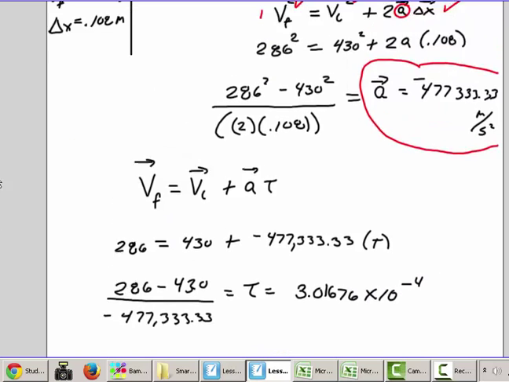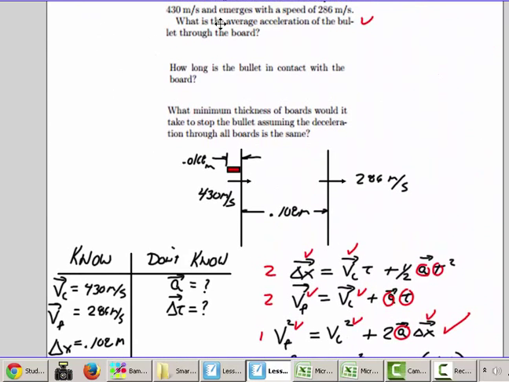Okay, so let's go back to the picture and talk about what that time represents. That time represents the time the bullet is going to go from here to here. We still need to do the rest of this part. I'm going to be going at constant velocity at 286.